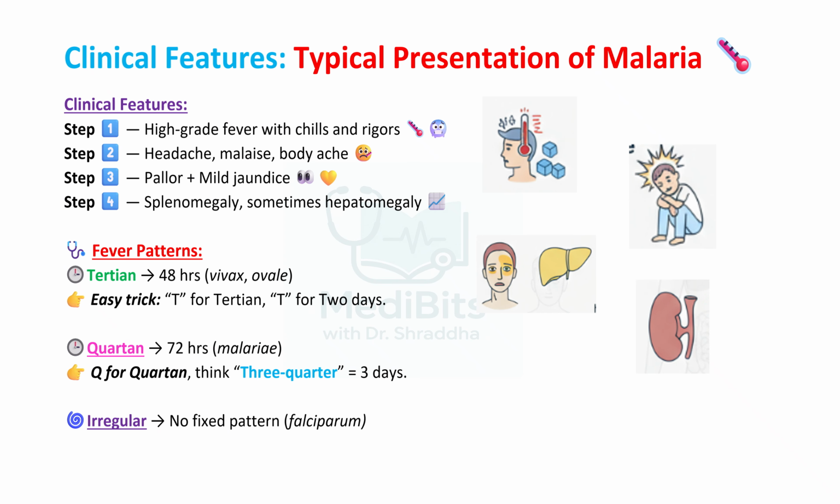Alright team, when you are on OPD duty or in your postings, you will probably meet a patient like this very early on. So what is the typical story? Step 1. High grade fever with chills and rigors. Patient comes shivering like crazy, wrapped in blankets and then suddenly gets this spike of high fever. That classic "I am freezing, I am burning" combo is a big malaria clue.